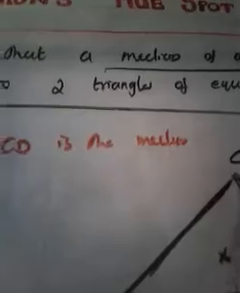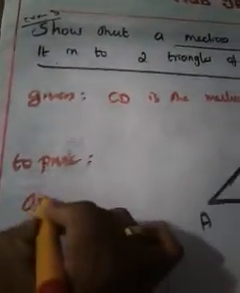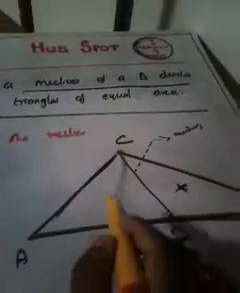Okay. So which is the given condition? CD is the median. That is the only given condition here. And what we have to prove? We have to prove that, here, which are the two triangles, ADC and BDC. We have to prove that area of ADC is equal to area of BDC.